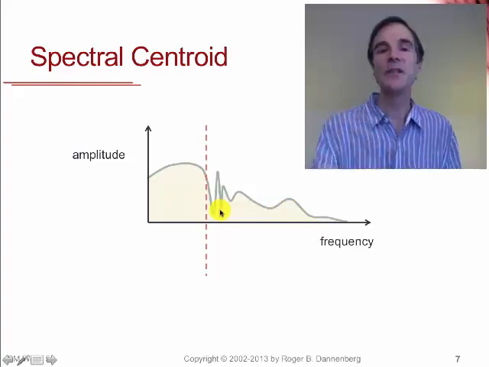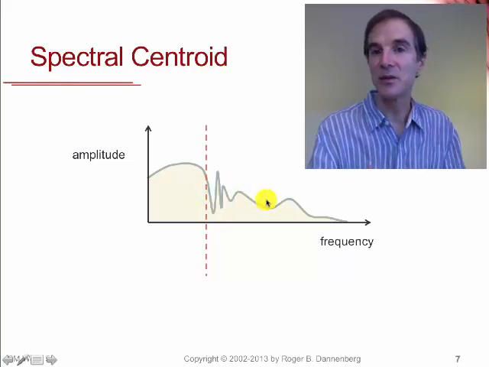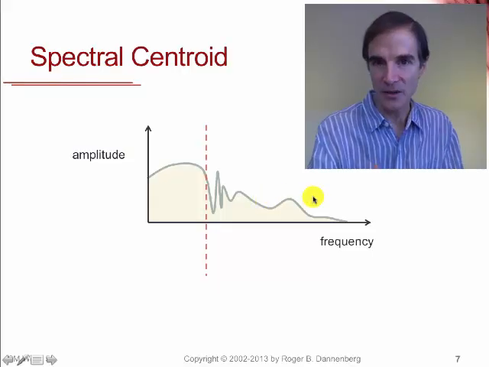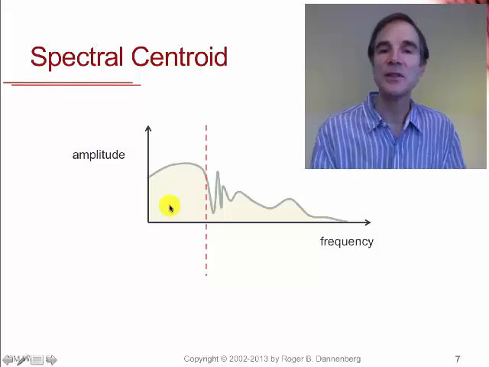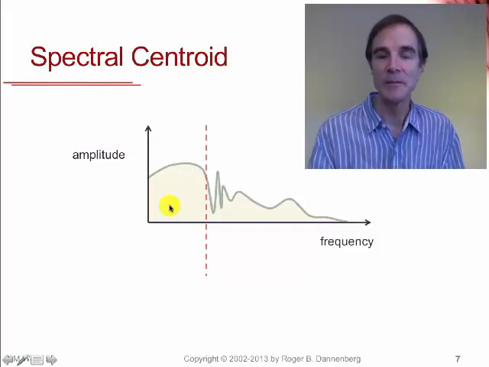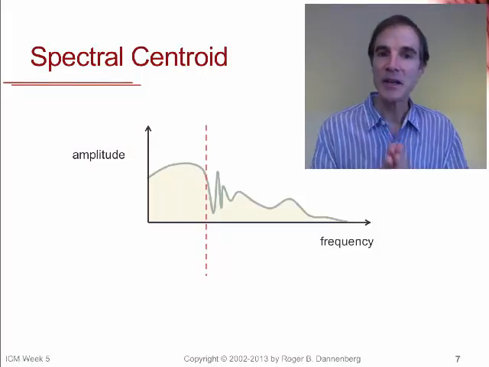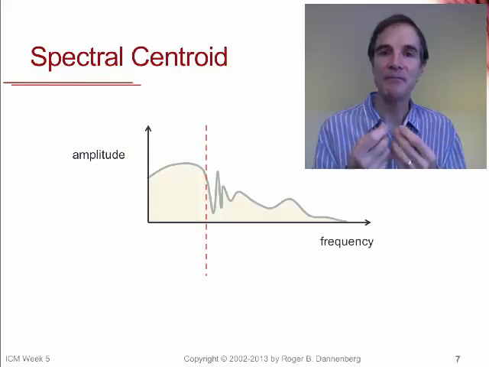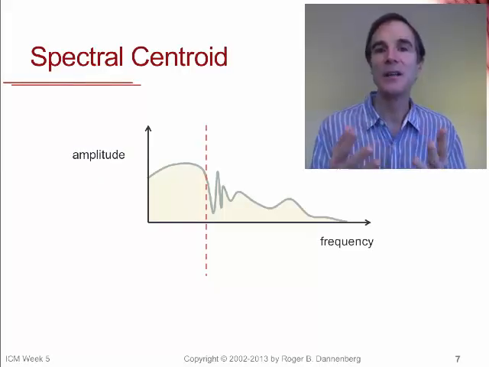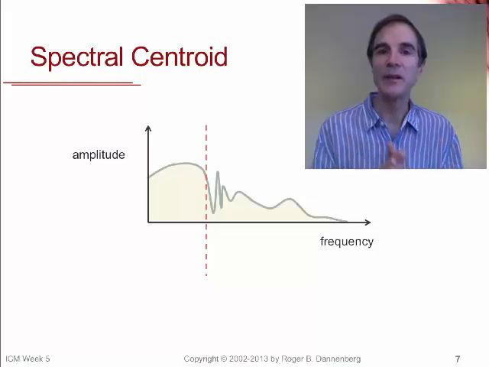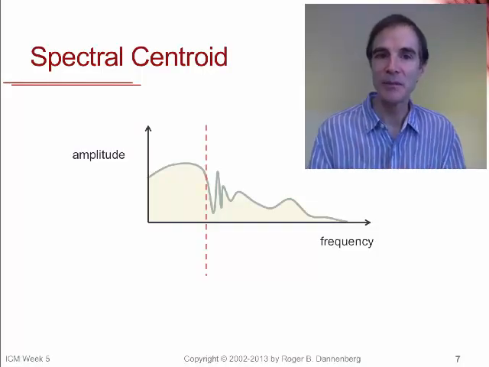As high frequency energy increases, the spectral centroid moves to the right. It gets greater. When that energy goes away, the spectral centroid moves to the left. It gets lower. So the spectral centroid is often used as a measure of high frequency, or brightness would be the best perceptual term.